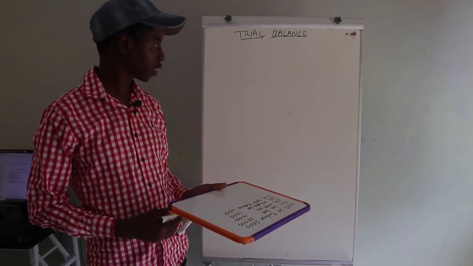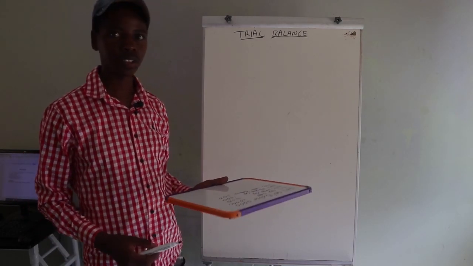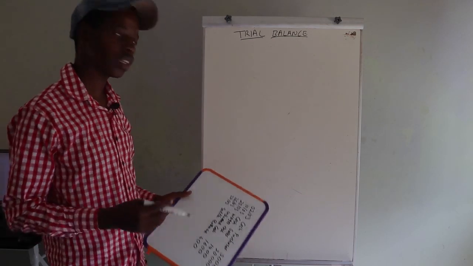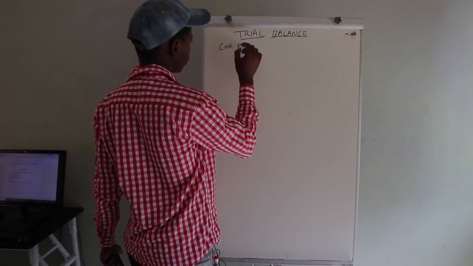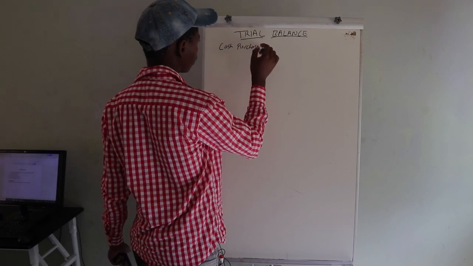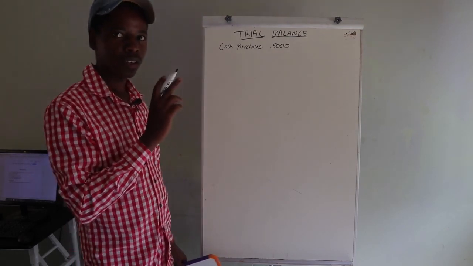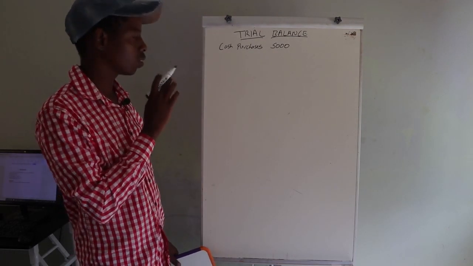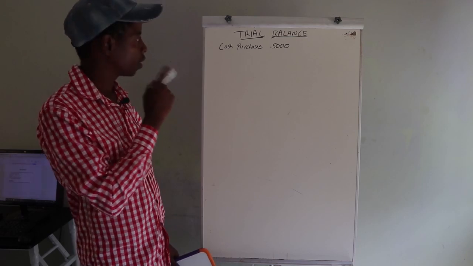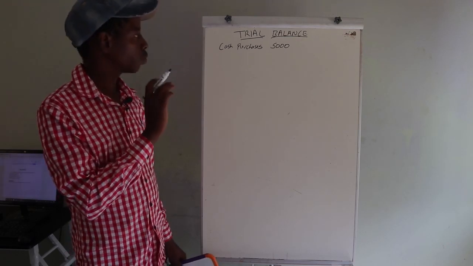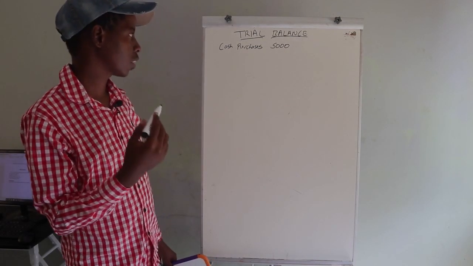So we have the transaction on the 2nd of March, which is cash purchases 5,000. So we're going to record that transaction. Cash, purchases, 5,000. If we look here, we have two accounts in this transaction. We have the cash account and the purchases account. So we're going to open the cash account as well as the purchases account.